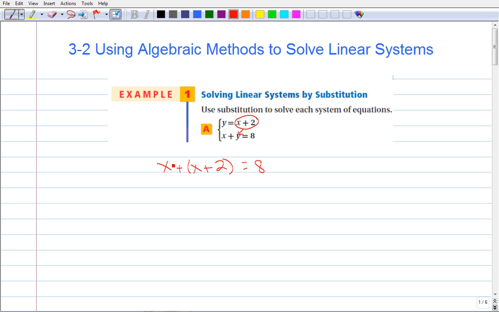So then we have x plus x is 2x, and then plus 2 equals 8. If we subtract 2, we'll get 2x equals 6, and then divide by 2, you get x equals 3. Then to get the y value for our solution, we can just plug that back in to either one. It doesn't matter which one. I'm just going to pick this first one since it's already solved for y. So y equals, here's my 3 instead of the x that was up here, plus 2. So y equals 5. Therefore, my solution is (3, 5).